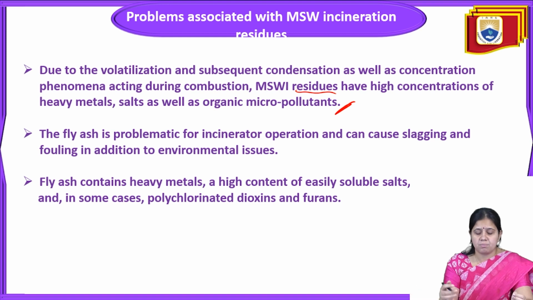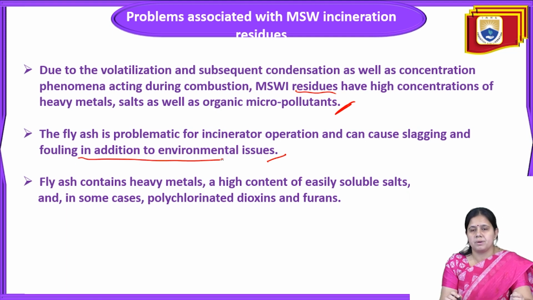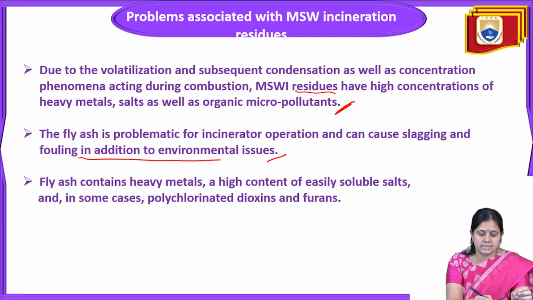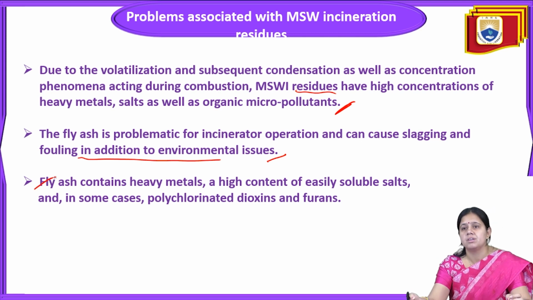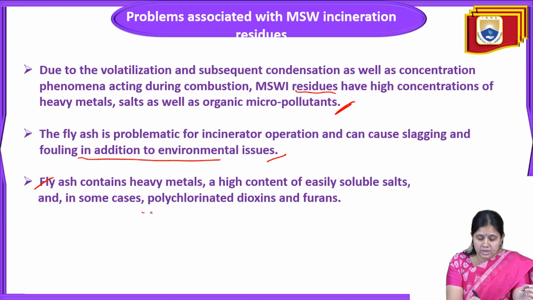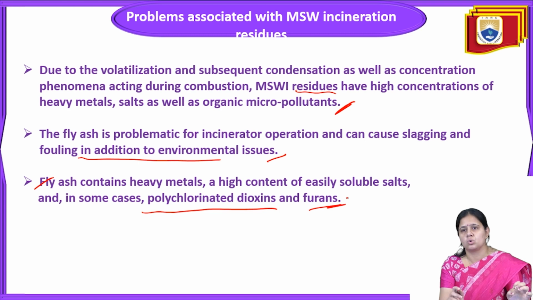The fly ash is problematic for incinerator operation and can cause slagging and fouling in addition to environmental issues. And the fly ash contains some heavy metals and high contents of easily soluble salts. In some cases, PCB, polychlorinated dioxin and phenols are also present.